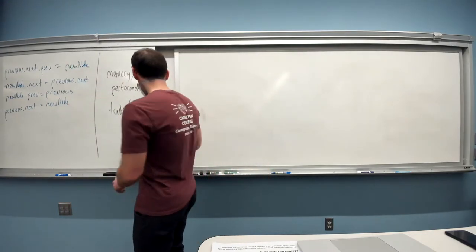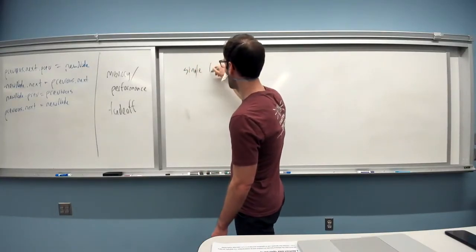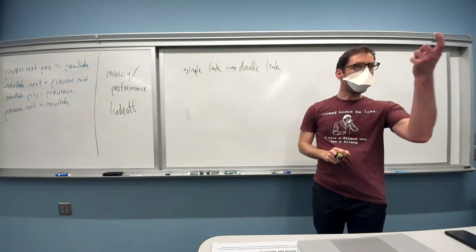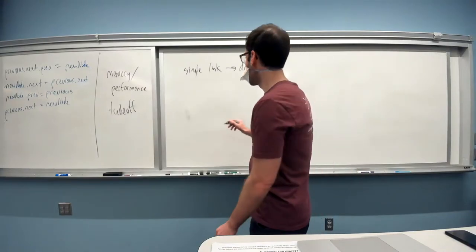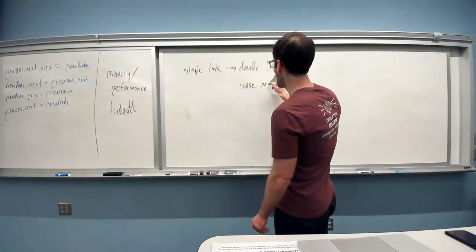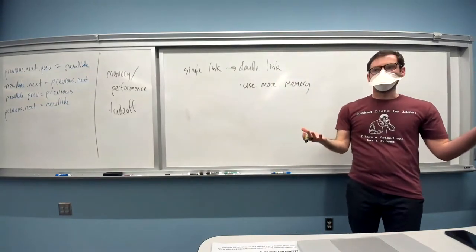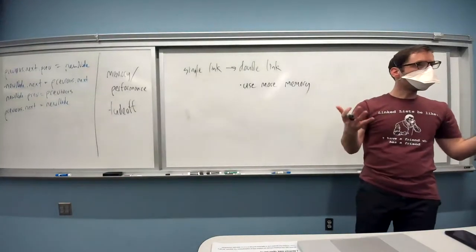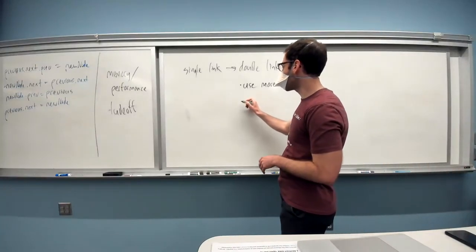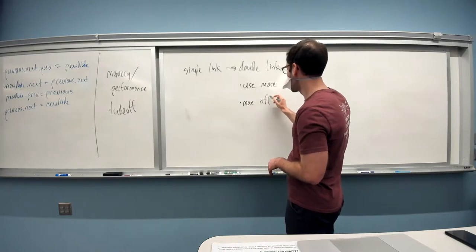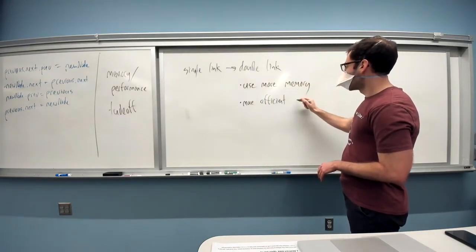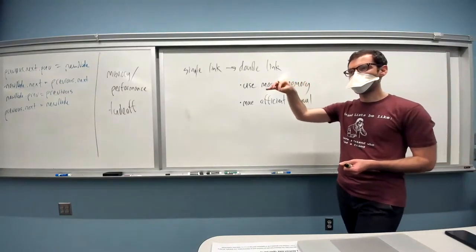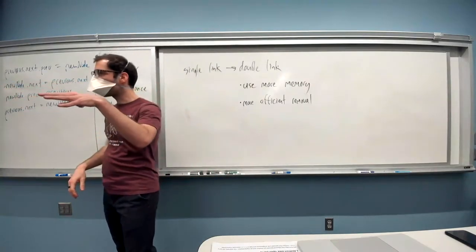And that is to say, when we go from a single link to a double link, when we add that previous to each of the nodes in our list, that uses more memory. We have to store these previous arrows for all of our nodes instead of just the next arrow. That is going to use more of the computer's memory. But what we get for that is we can perform removing from anywhere besides the very front more efficiently.